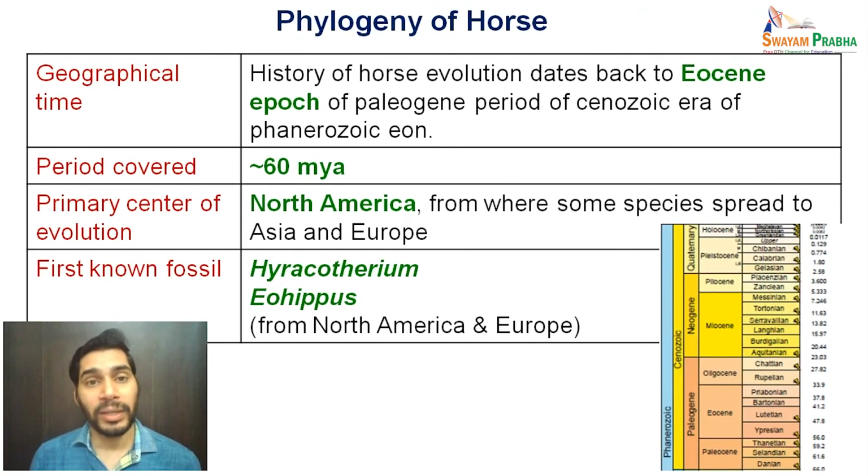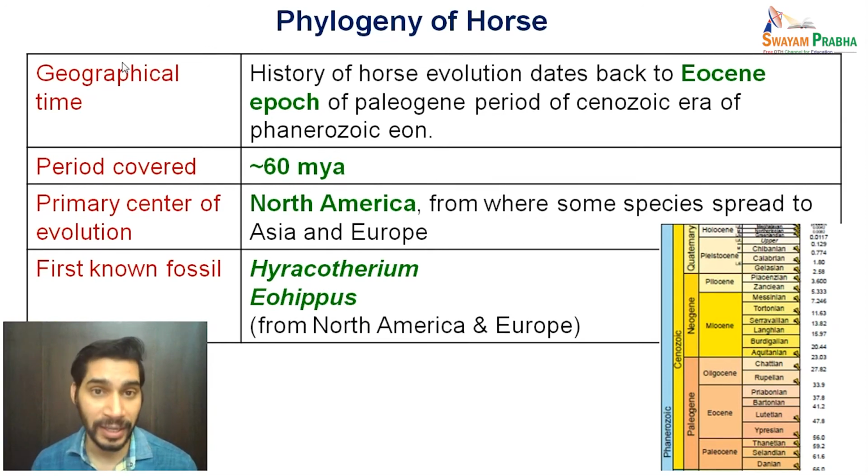Let us have a quick summary of horse evolution. When we talk about horse evolution, we are going to talk about what was the time period when it started and what is the total duration that it has taken to come to the recent form. In terms of geological time, as you might remember, in the previous lecture we talked about the geological time scale, which is the time scale based on the fossil record, or biostratigraphy and radiometry.